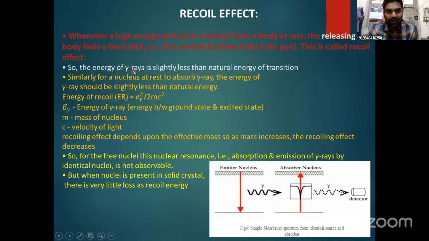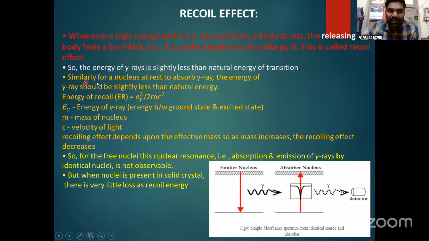So the energy of gamma rays is slightly less than the natural energy of transition. The energy of gamma rays will be less than the natural energy of transition because the nucleus recoils, isn't it? That's why the gamma ray energy is slightly less than the natural energy of transition.